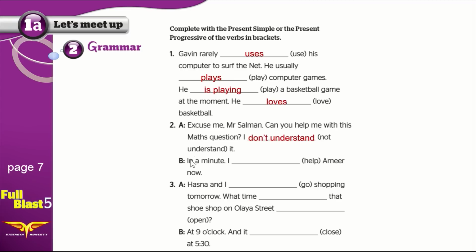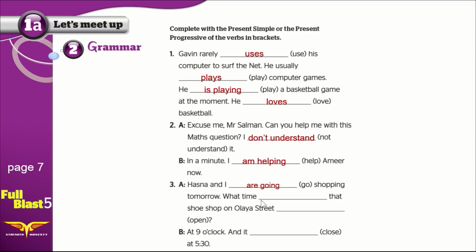B. This is the teacher answering this student. He is telling him, in a minute, Amir, now, I am helping. Because now, we have now. I am helping Amir now. 3. Hasna and I. We have two people, Hasna and I. This is not she. This is we. Why? Because we have I. Who is doing the shopping? Not only Hasna is doing the shopping. No, I am doing it with her. So we are going shopping tomorrow, near future.